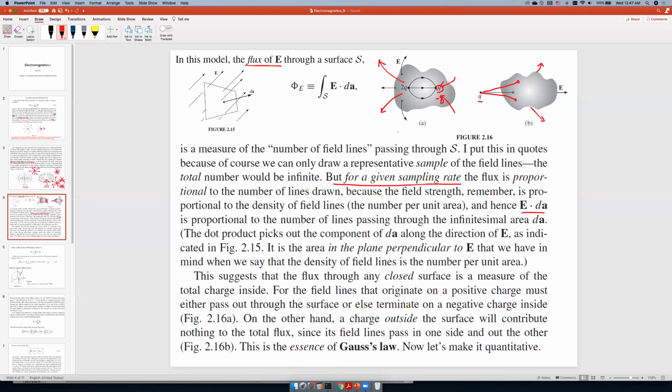But when you consider a closed surface, the flux through any closed surface is a measure of the total charge inside. For example, if there's no charge inside in situation B, then the flux is zero, because any field lines that go into the surface should go out at the other end.